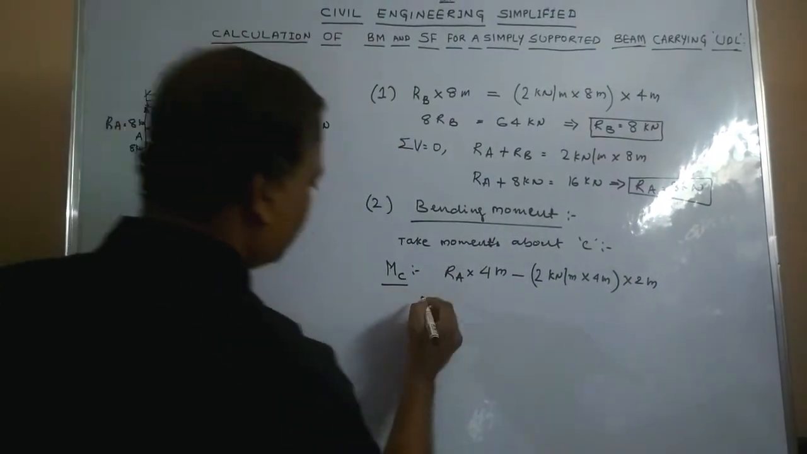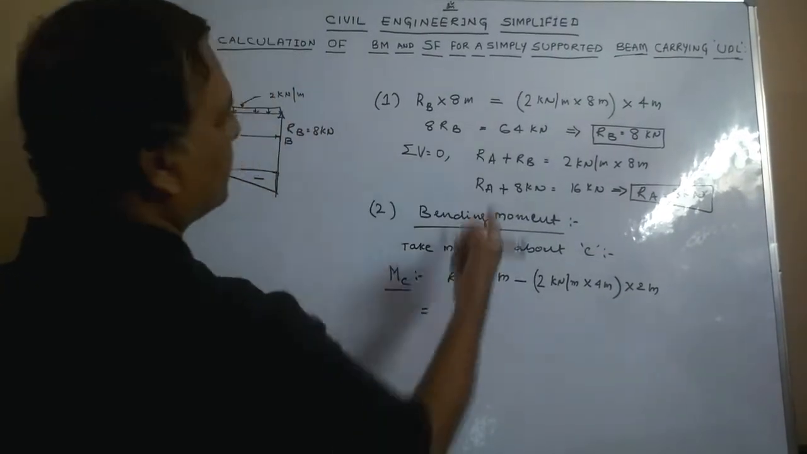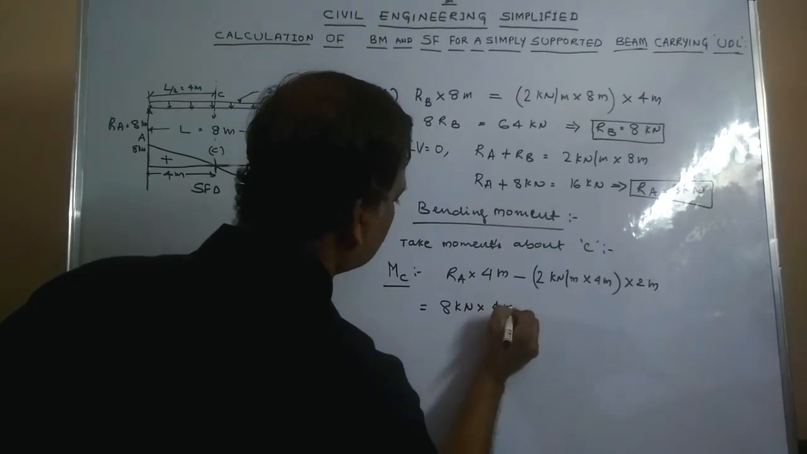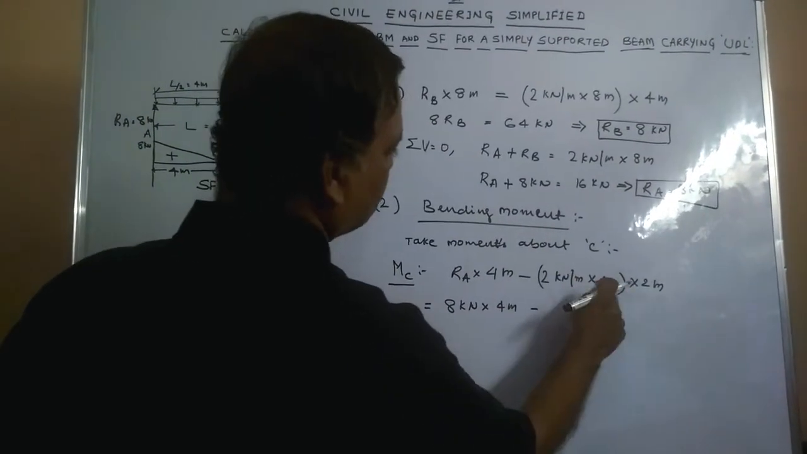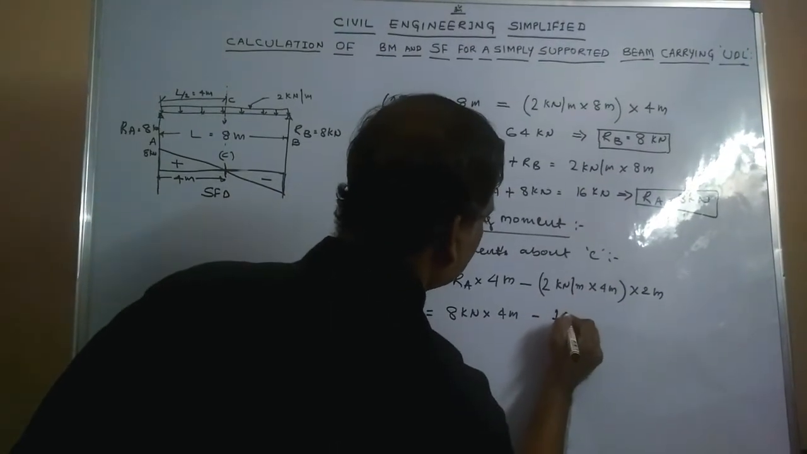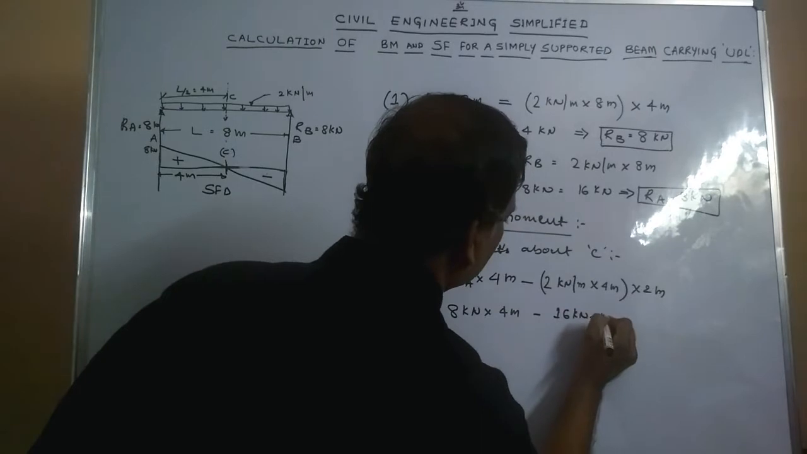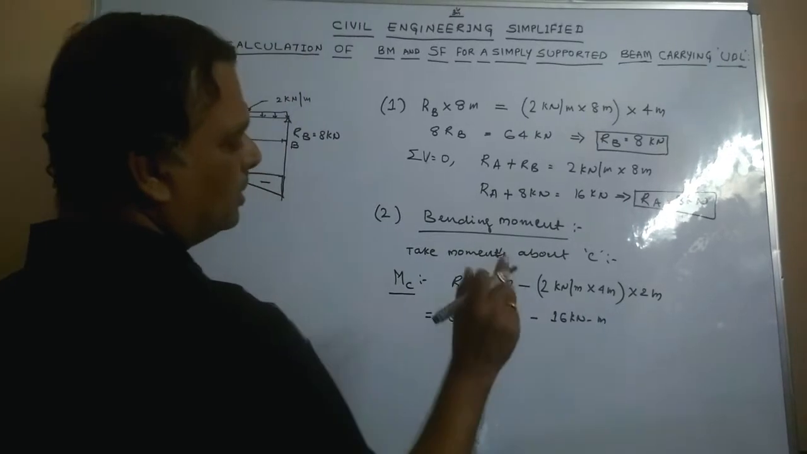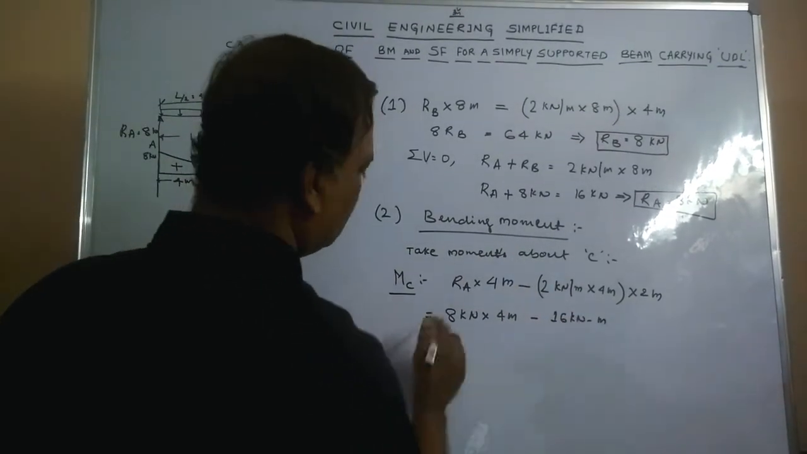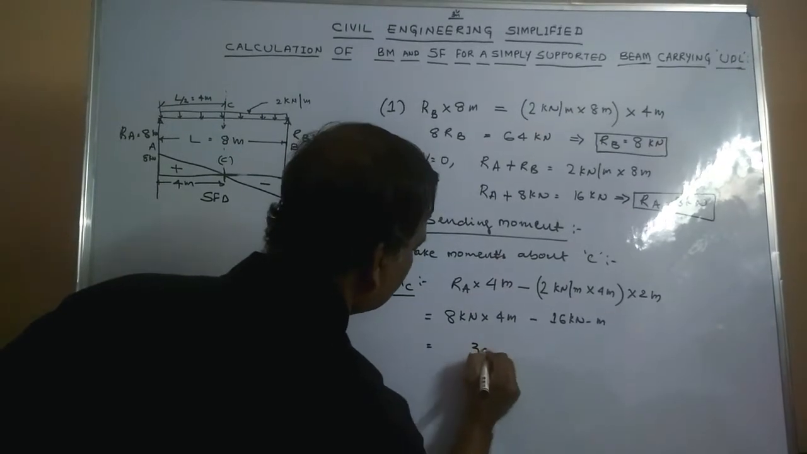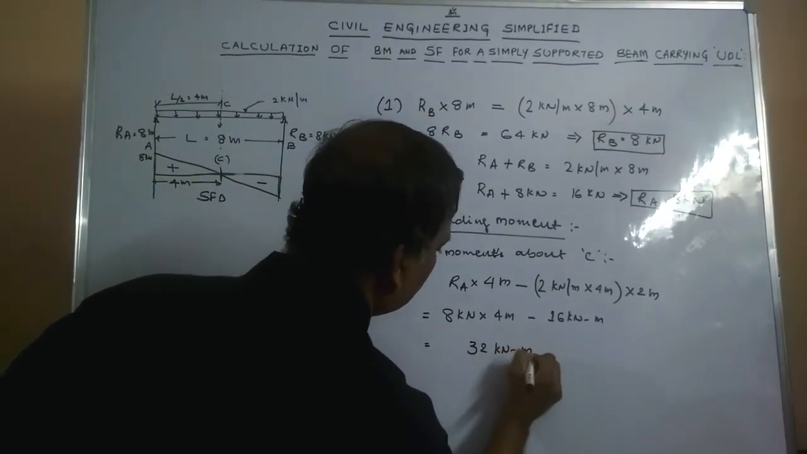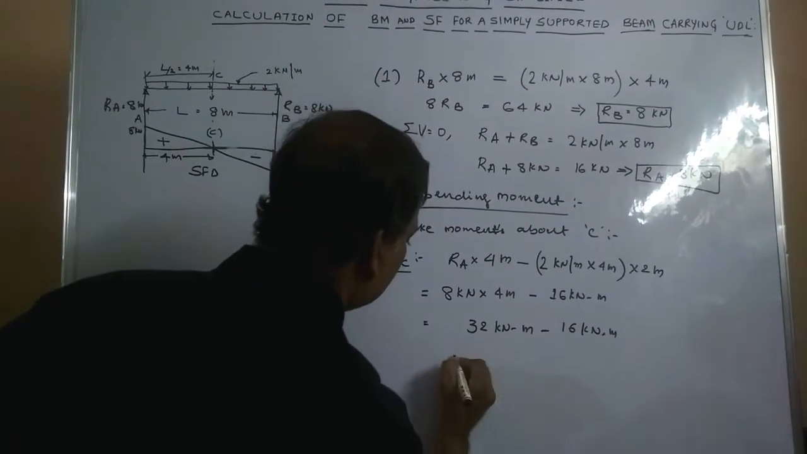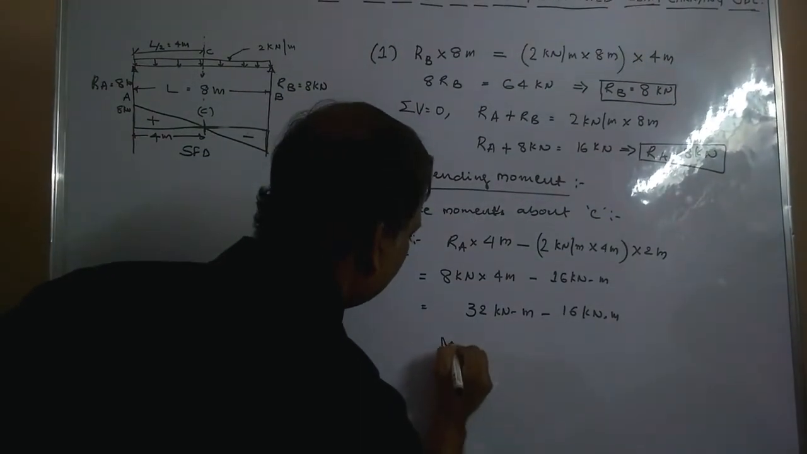We know the value of RA, which we have calculated earlier, which is 8 kilonewtons. So 8 kilonewton multiplied by 4 meters, minus 2 into 4 is 8, 8 into 2 is 16 kilonewton meter. As you can see, kilonewton multiplied by meter is kilonewton meter. Hence the unit for moment is always kilonewton meter. So here it becomes 32 kilonewton meter minus 16 kilonewton meter, which works out to 16 kilonewton meter as the moment at C.